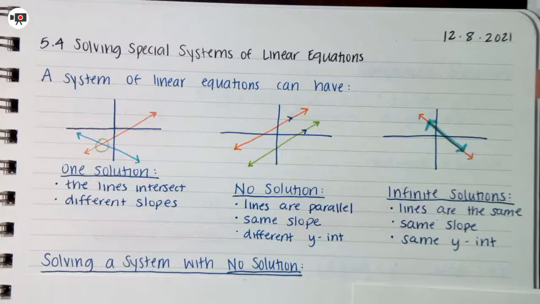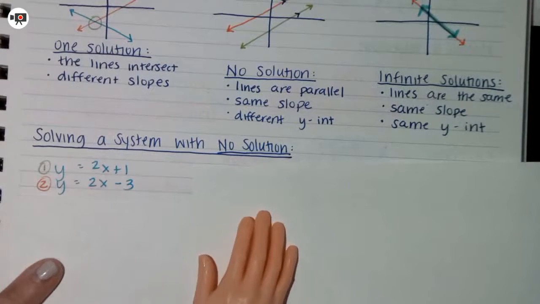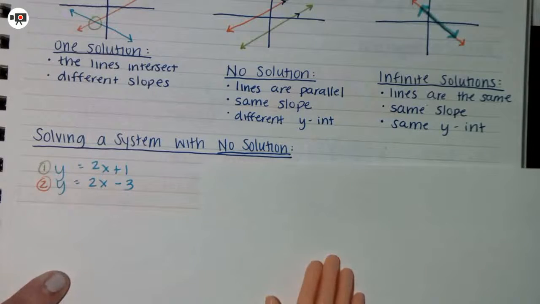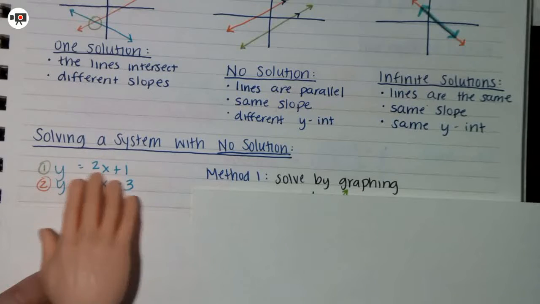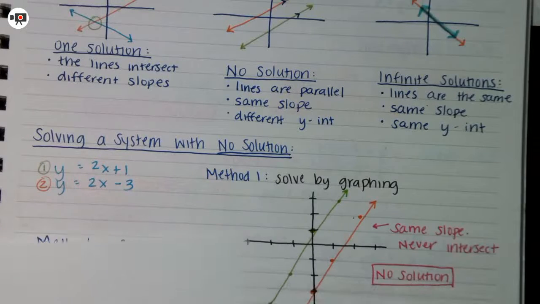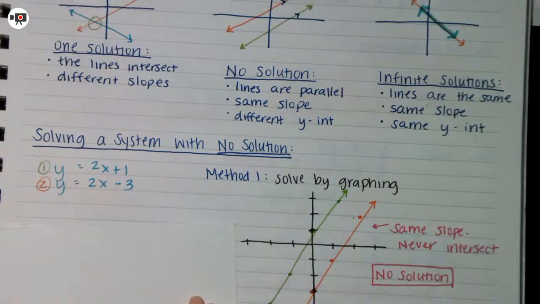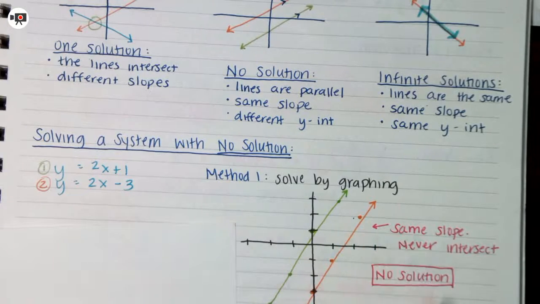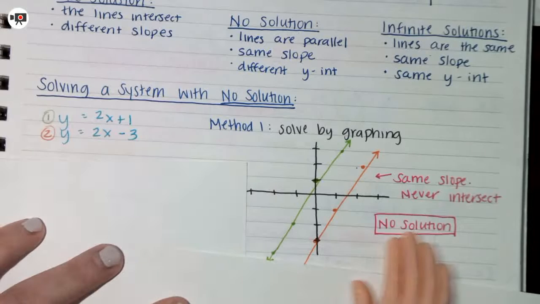So, solving a system with no solution. If I have y equals 2x plus 1 and y equals 2x minus 3, the first way is to graph it. I have my slope and intercepts, so I can graph these two, and I can see that they have the same slope, so I know that they are parallel. I can see that here because they never intersect and they don't get closer. So they have no solution.